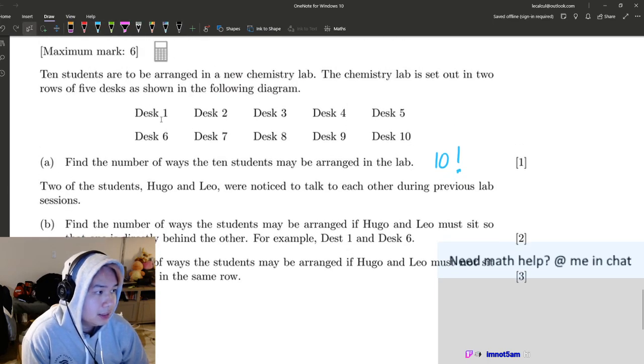You can put 10 students in the first desk, and then after one person sits down, there's 9 people that can sit in the second desk, 8 people, 7 people, all the way to the last person. And then you just multiply all your choices together. So 10 factorial.